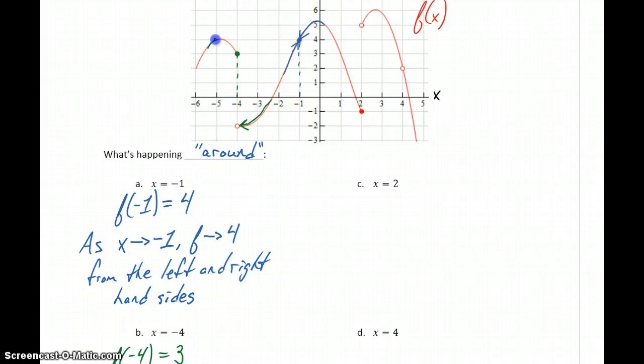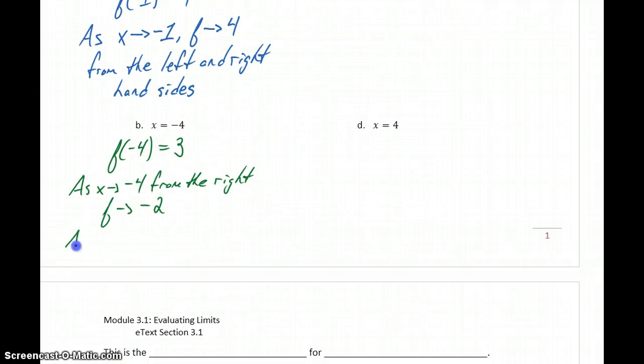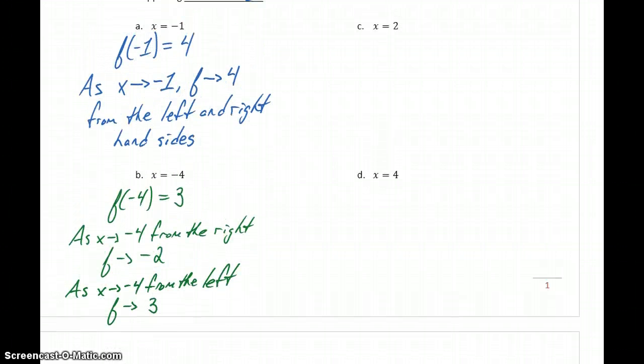So as we approach from the left, again, we trace along the graph from the left-hand side. In this case, the graph is getting closer and closer and closer to that actual function value of 3. So we could say that as x approaches -4 from the left, our function value is approaching 3. So again, all we're talking about is the behavior of our function. So far we've got a case where the function value and the value that our function is approaching from both directions are exactly the same.